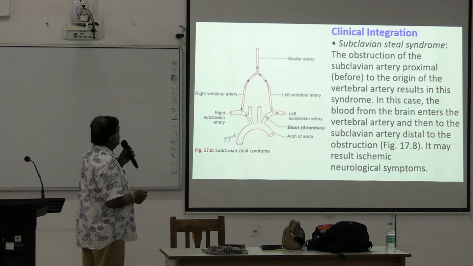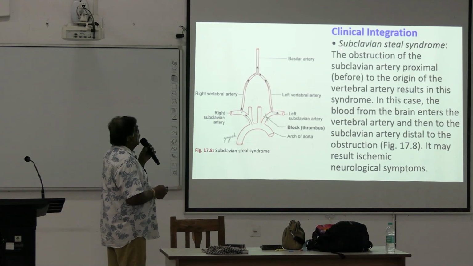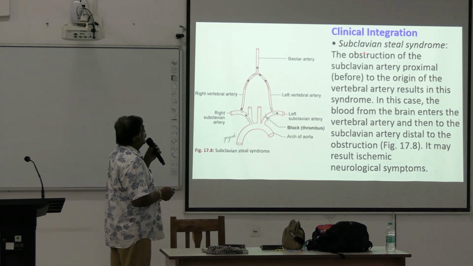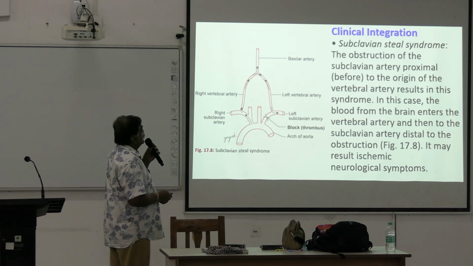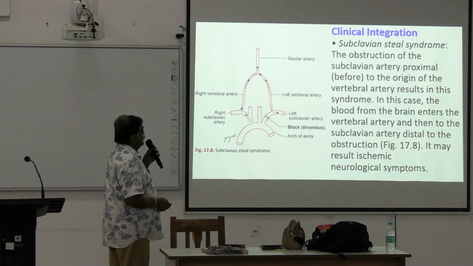Clinical integration. Now, subclavian steal syndrome. Obstruction of the subclavian artery proximal, before the origin of the vertebral artery, results in this syndrome. In this case, the blood from the brain enters the vertebral artery and then the subclavian artery distal to the obstruction. This results in ischemia and neurological symptoms.